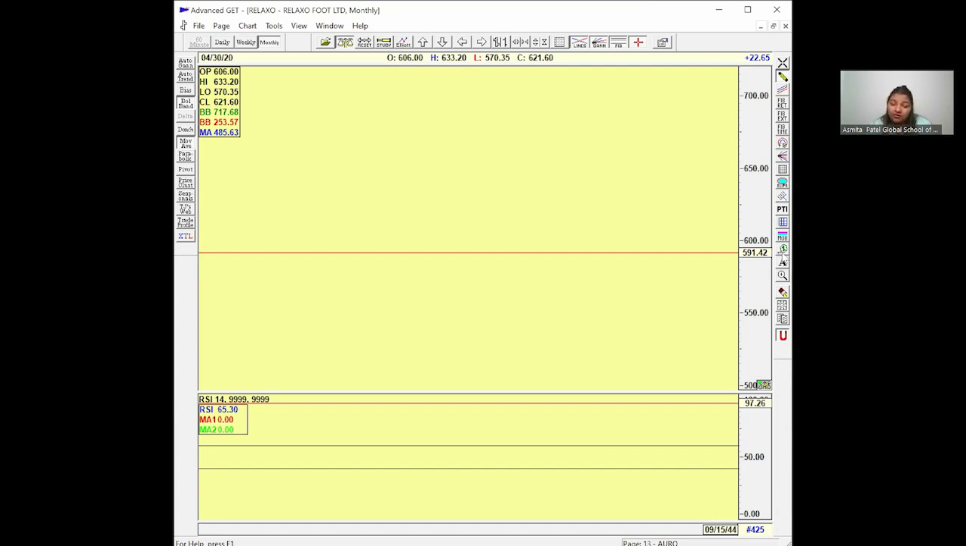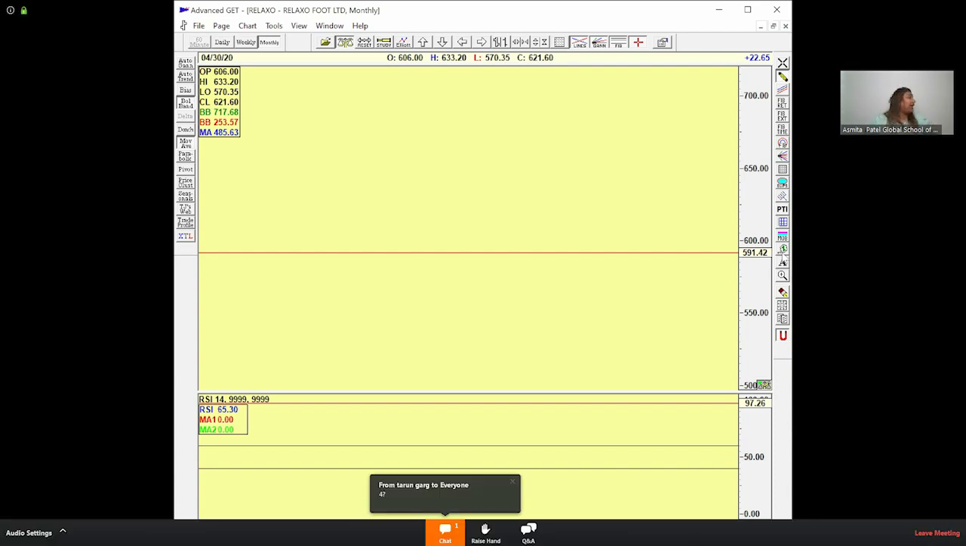The name of the first indicator is RSI. What's the full form of RSI? Relative Strength Index. RSI is basically a momentum indicator. What is momentum? Speed. The formula for speed is distance upon time. So basically RSI tells us at what speed the prices are going up.